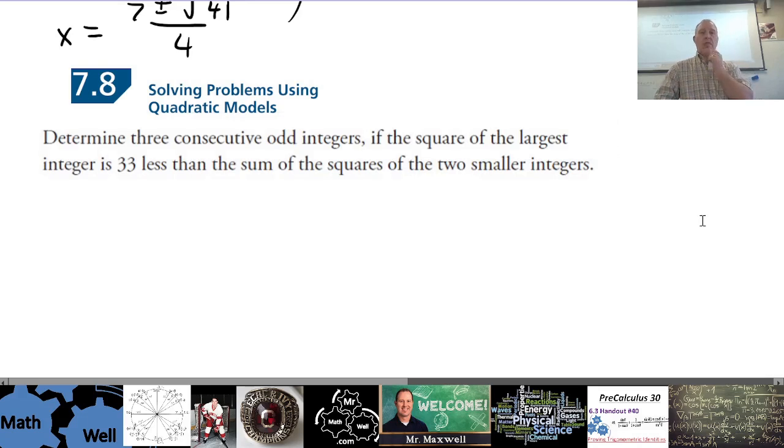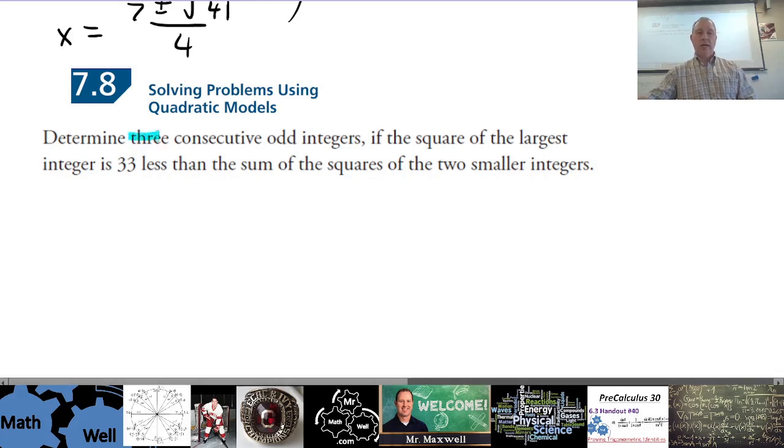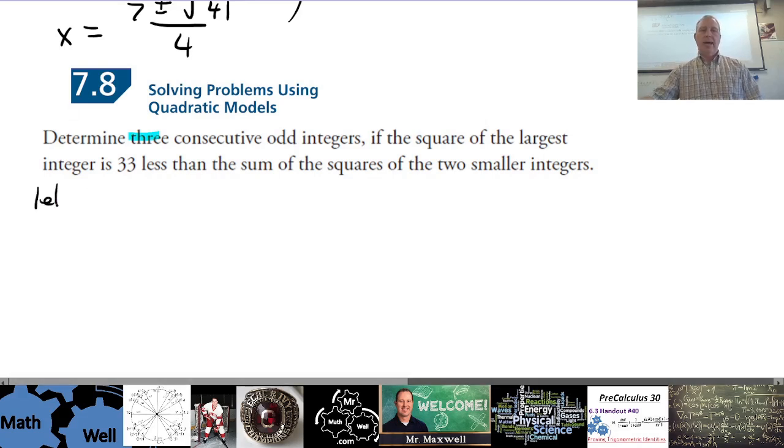It says, determine 3 consecutive odd integers. 3 consecutive odd integers, okay, so there's 3. Consecutive means one after the other, and they're odd integers, so they're 2 apart. One is going to be the first odd one, and then we got to skip 2, and then plus 2 is the next one. Okay, so let's stop right there. So these 3 consecutive odd integers, I'm just going to let x be the first odd integer. Okay, I got to start somewhere.